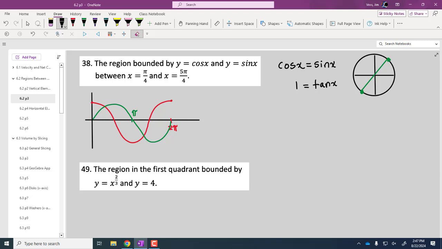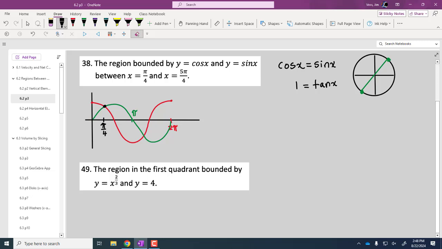And also notice on the unit circle, isn't the slope of this line 1? Right? Tangent measures the slope of the terminal ray when you're on the unit circle. Tangent is measuring the slope of the terminal ray. Oh, that's pi over 4 right there. Perfect, because that's what they gave us, pi over 4. So that point right there, that's at pi over 4.